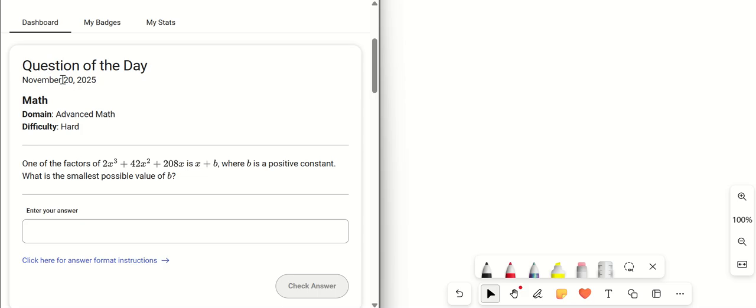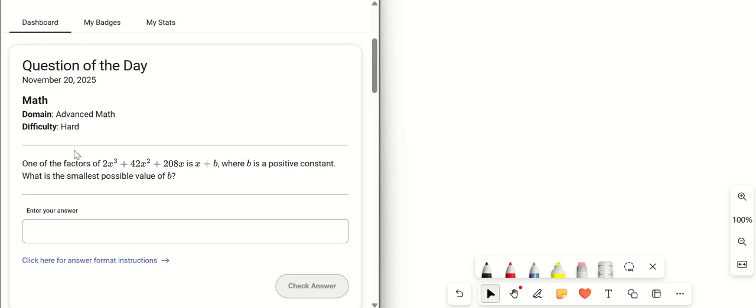Today's date, November 20th, 2025, and we are going to be trying a hard difficulty advanced math problem. So here's our problem. One of the factors of this polynomial expression is x plus b. They tell us b is a positive constant. What is the smallest possible value of b?